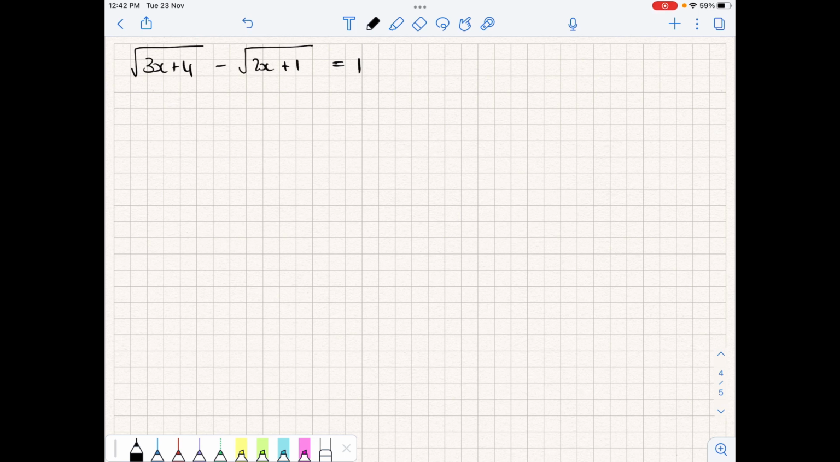If we square this now, we're going to get an addition of squares, and it's just going to make life more complicated. So what we'll do is move one of the terms over to the other side. So we'll put 3x plus 4 here, and we'll make this equal to 1 plus the square root of 2x plus 1.